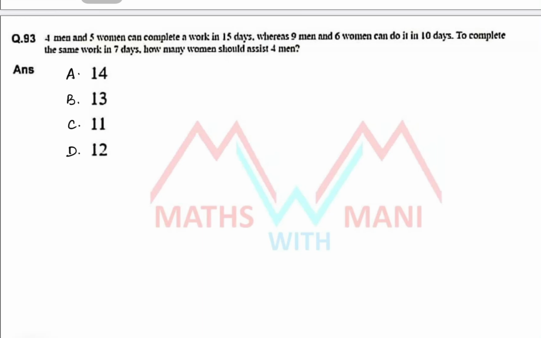This is a very important model in time and work. 4 men and 5 women can complete a work in 15 days, whereas 9 men and 6 women can do the same work in 10 days. Suppose there is a work which was completed by 4 men and 5 women in 15 days. The same work is completed by 9 men and 6 women in 10 days.